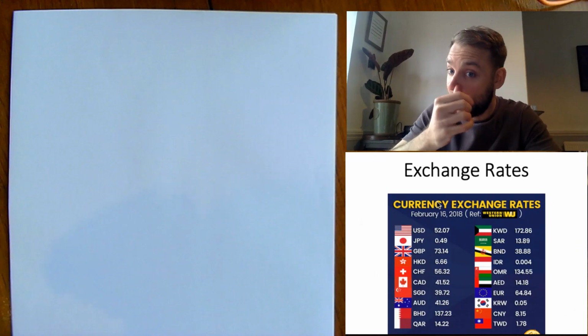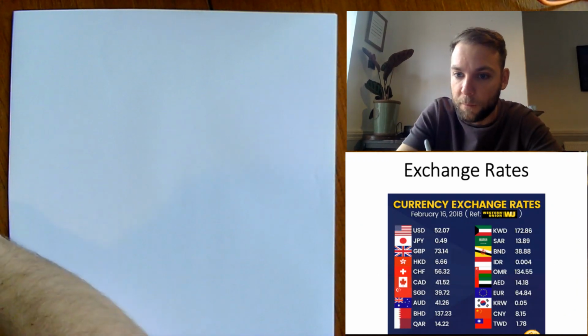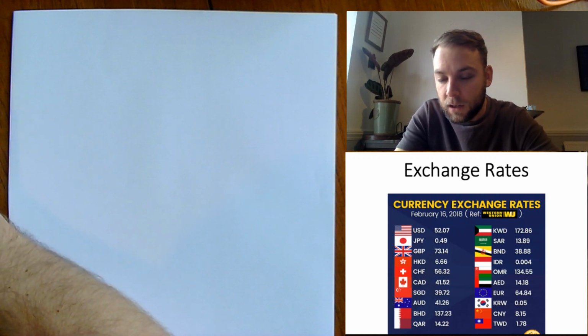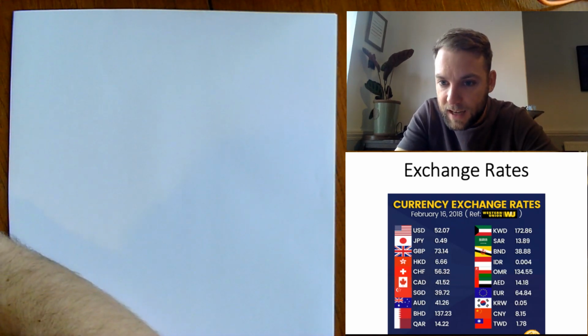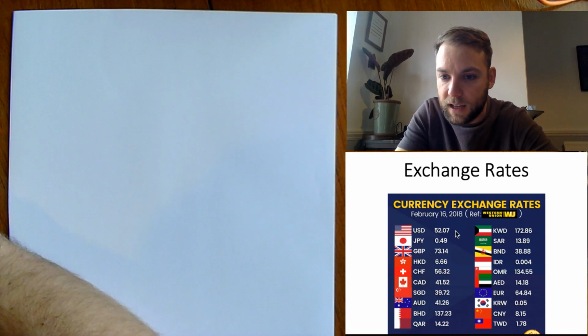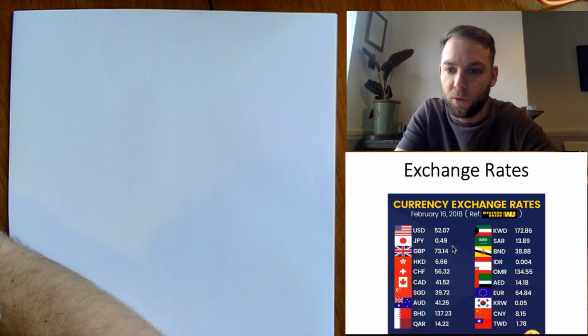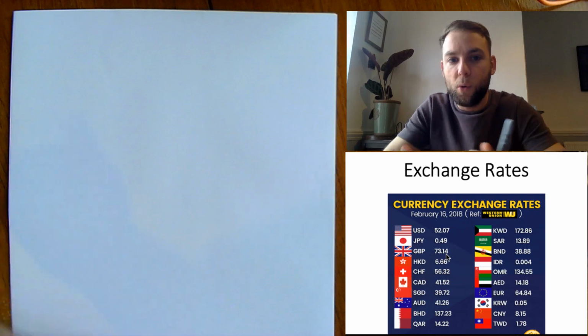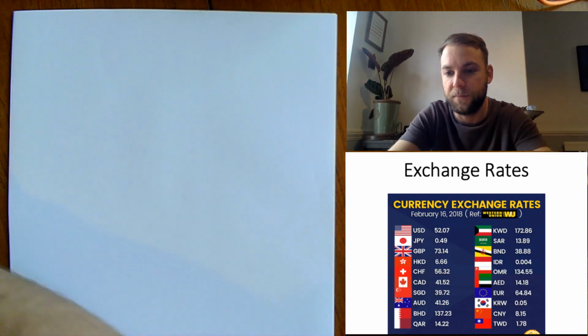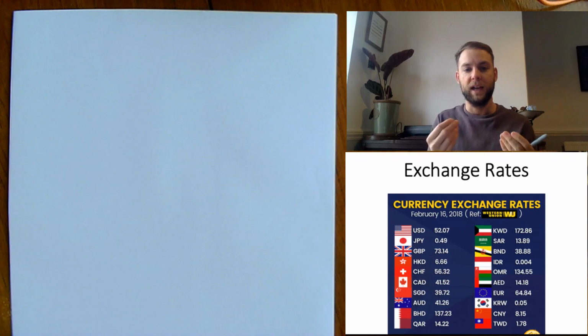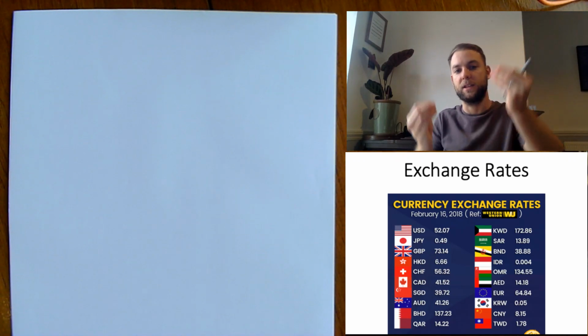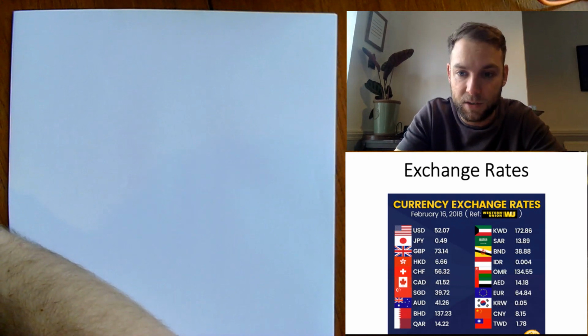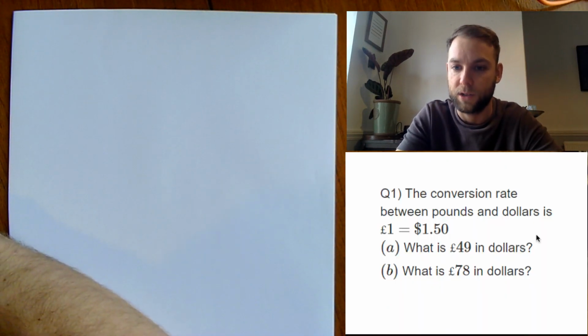So here I've got some currencies. This was from February 2018. Looking at different currencies, you can see there are widely different rates. Here we've got the US dollar, which is 52.07, and the Japanese yen, I think that is 0.49. We've got the Great British Pound at 73.14, and all of these exchange rates are widely different. You compare them one to another, and sometimes some are more than the other, sometimes less, and they always change. So let's have a little look at some questions on this.